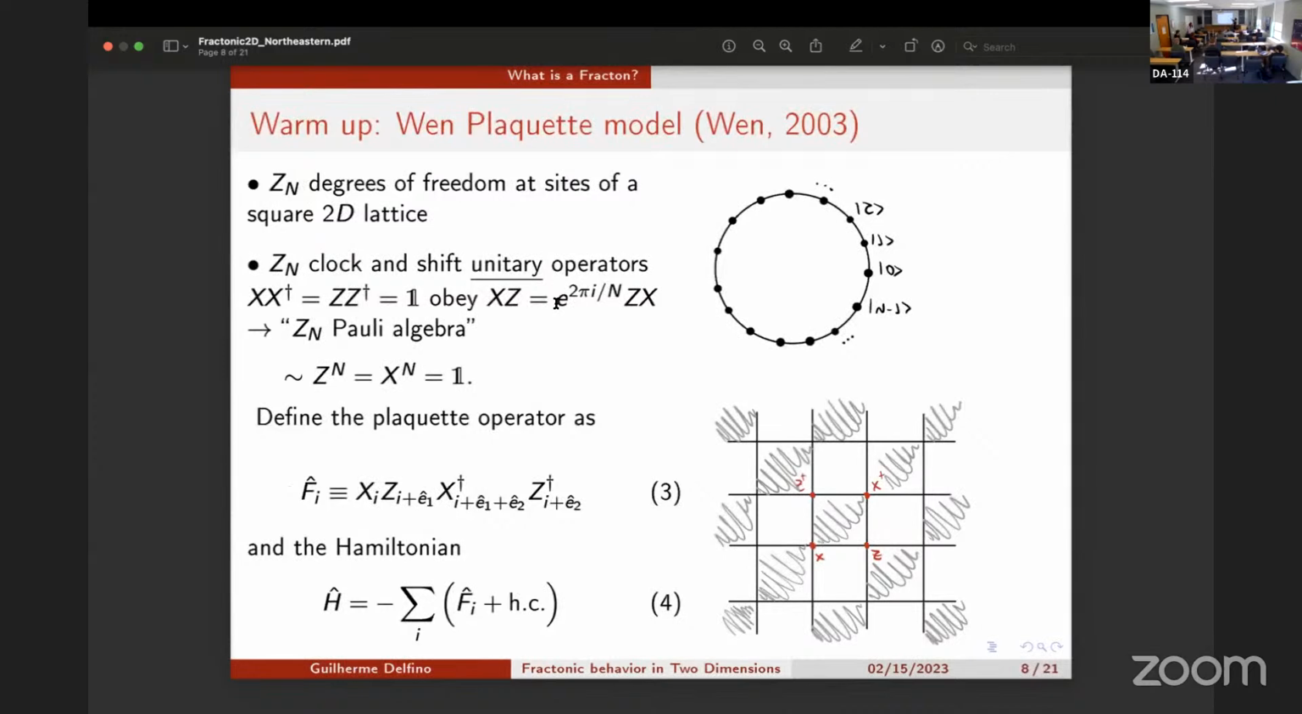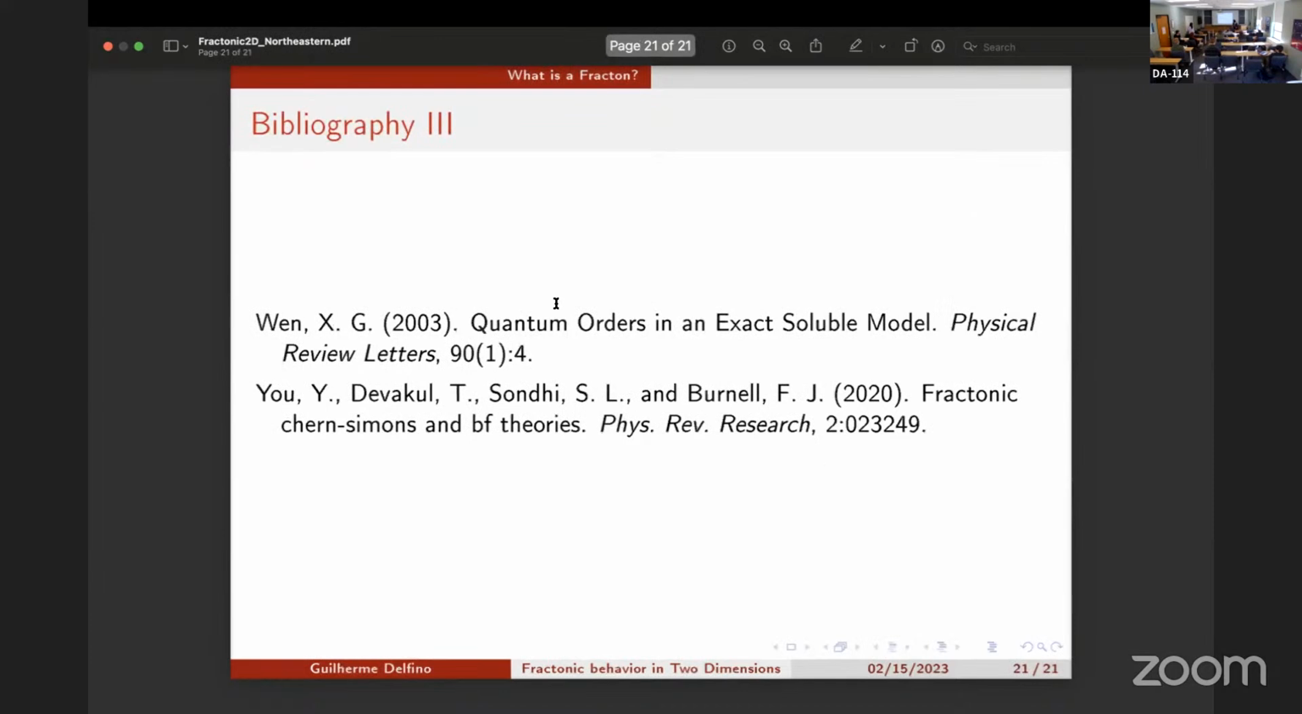Xiao-Gang Wen has this paper from 2003. I think it's called, it's this one, quantum orders in an exactly solvable model. But actually, in chapter 10 of his textbook, he gives a very detailed description of the system and the low energy physics. So the difference is just this.